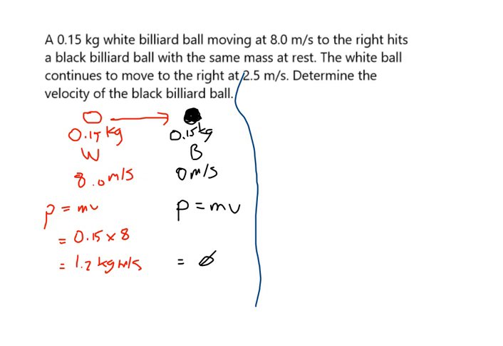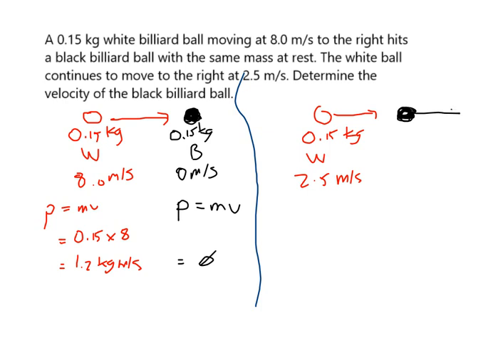Afterwards, it says the white ball continues to move to the right, but now it's going slower. So white is now still moving this way. It's still 0.15 kilograms. It's still white, only now it's going 2.5 meters per second. But it's transferred some of its momentum through the collision to the other ball. So now the black ball, which way do you imagine it's moving?